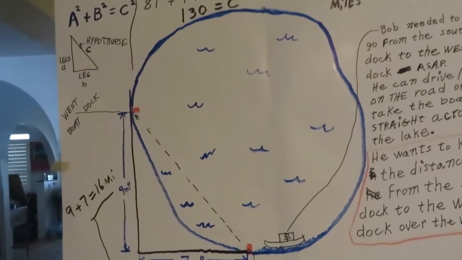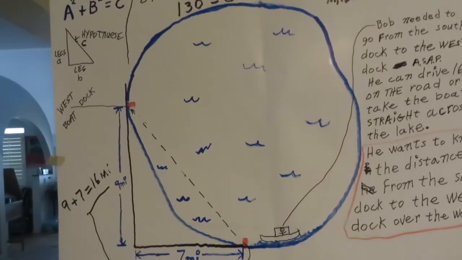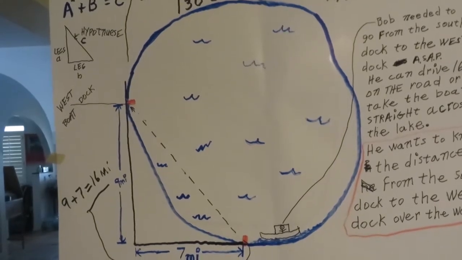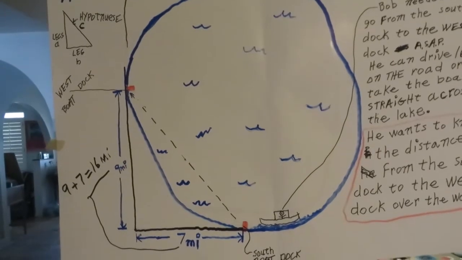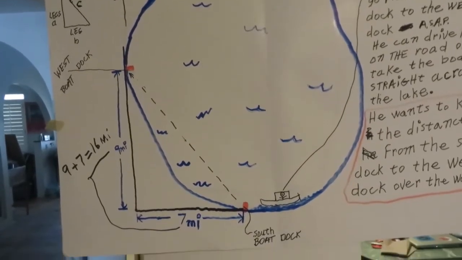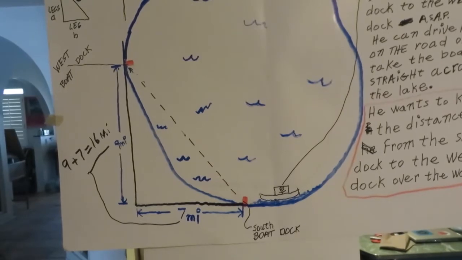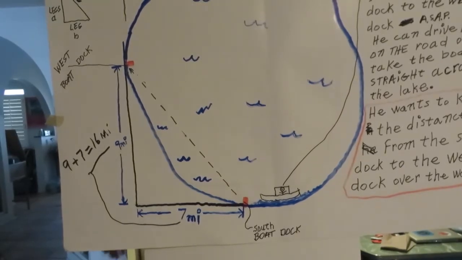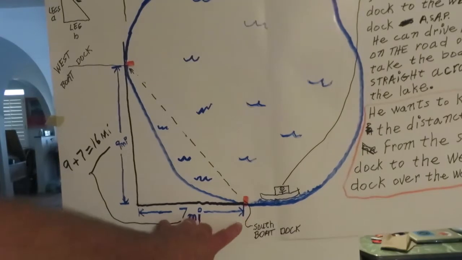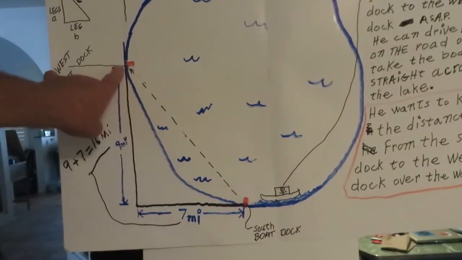Oval Lake. It's somewhere in Montana. Anyway, Oval Lake has some interesting characteristics. It has a boat dock to the south, a south boat dock at the bottom of your picture, and then it has a west boat dock.